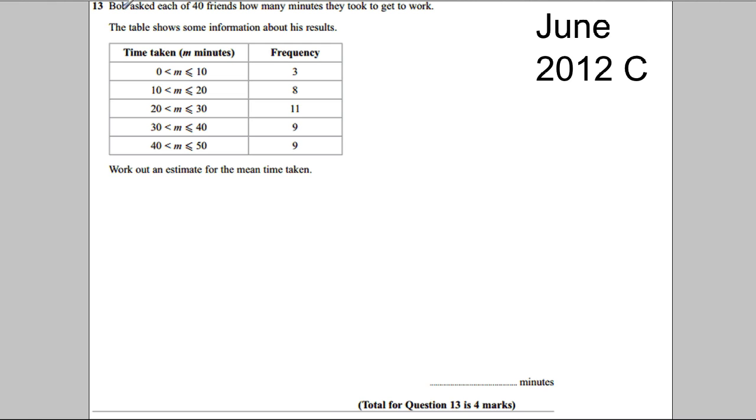Okay, going through this, let's read the question. So Bob asked 40 friends how long it took to get to work. 3 of the friends said between 0 and 10 minutes. 8 of the friends said between 10 and 20. 11 of the friends said between 20 and 30. 9 of the friends said between 30 and 40. And lastly, 9 of the friends said between 40 and 50.